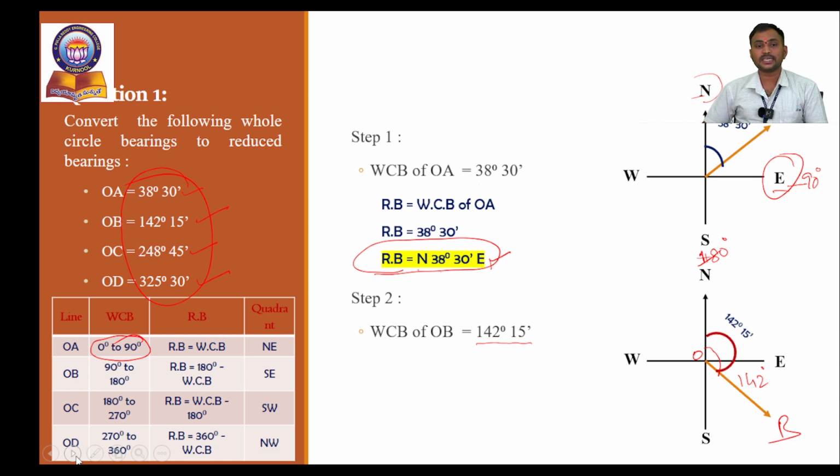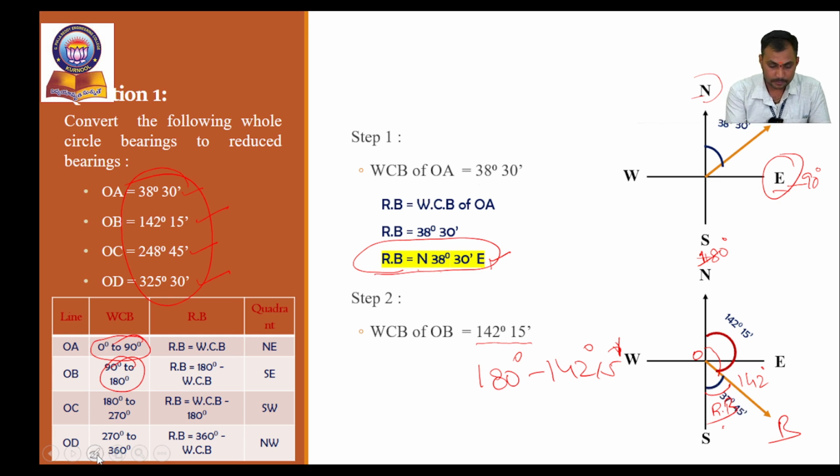And what is the reduced bearing? So we have to calculate from 180. It is presented between 90 and 180 degrees, so it is 180 minus 142 degrees 15 minutes. In this 180, if we remove 142 degrees 15 minutes, we will get the reduced bearing value. So what is the reduced bearing value? We will see. The reduced bearing value is 37 degrees 45 minutes from south to east direction.